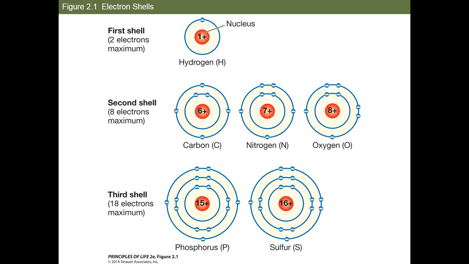Depending on the element, an atom can have 1 or more electron shells. These shells can only hold a certain number of electrons. The first shell can only hold 2 electrons, while the second shell can only hold 8. The third shell can hold a maximum of 18 electrons.